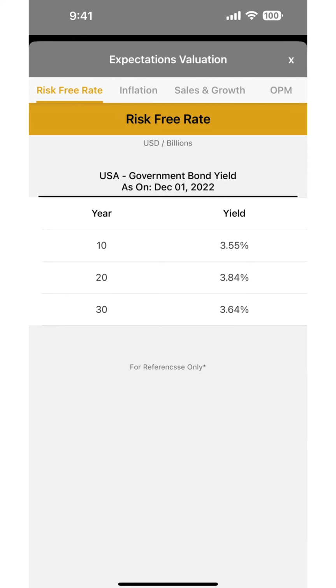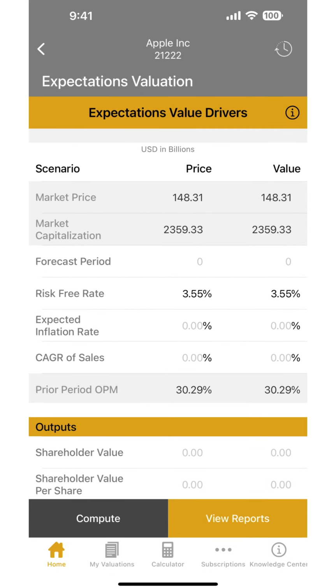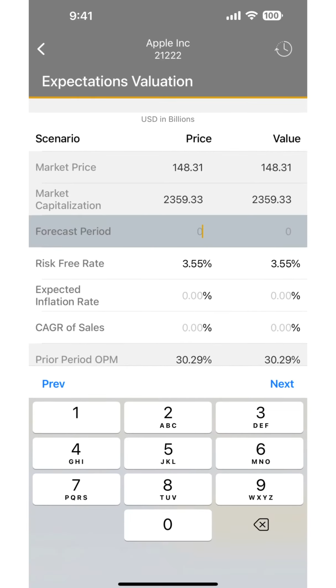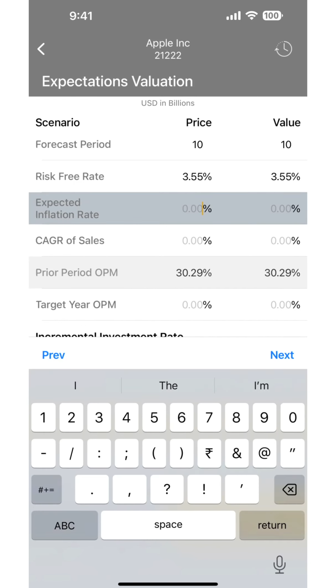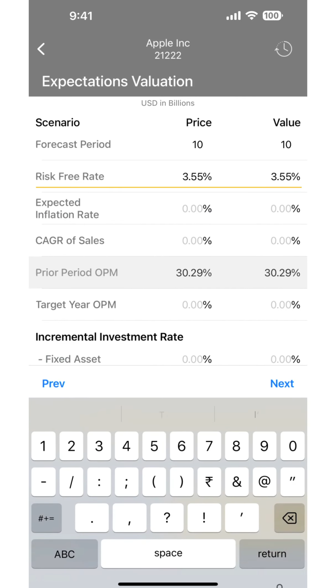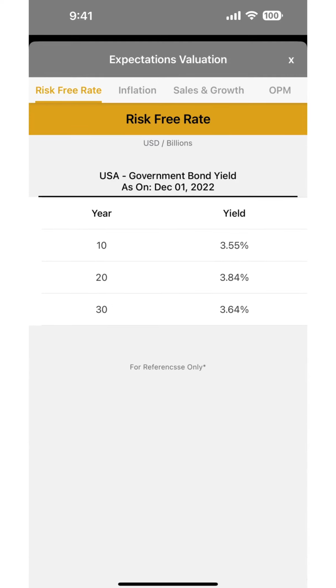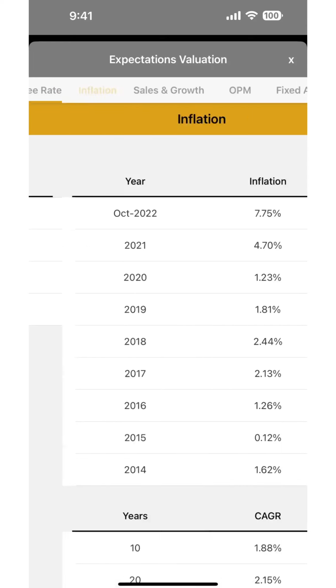For Apple, let us initially take a forecast period of 10 years for both price and value scenario, followed by the risk-free rate, which is 3.55%, as per the latest 10-year Treasury bond yield as on the date of this exercise. Users can refer to the history icon on top right corner of the screen to view the U.S. Treasury bond yield for 10, 20, and 30 years.